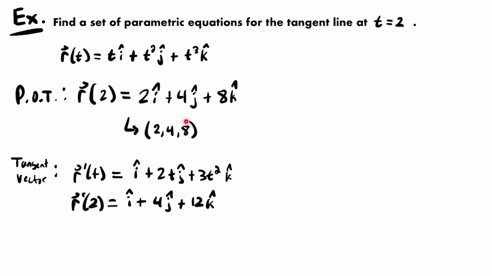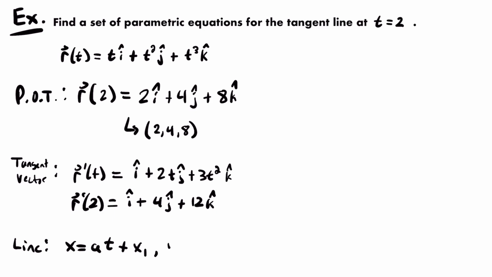And so now that we have both a point and a direction vector, which also happens to be a tangent vector, we can create a set of parametric equations for the tangent line at this point on this vector function. Remember that the form of a set of parametric equations for a line in 3D space looks like this. The x equation will have the x component of the direction vector, which we call a, multiplied by t, plus the x coordinate of the point, so we call that x1.